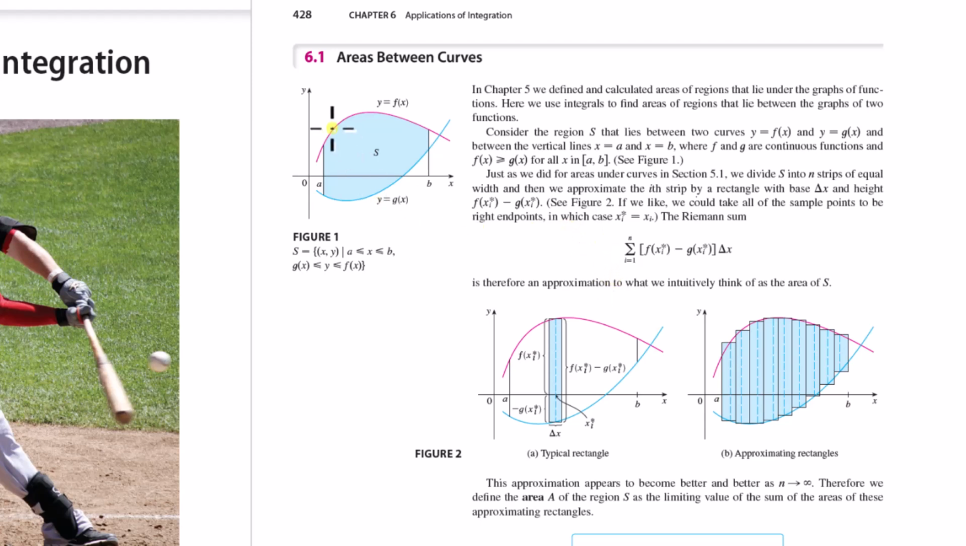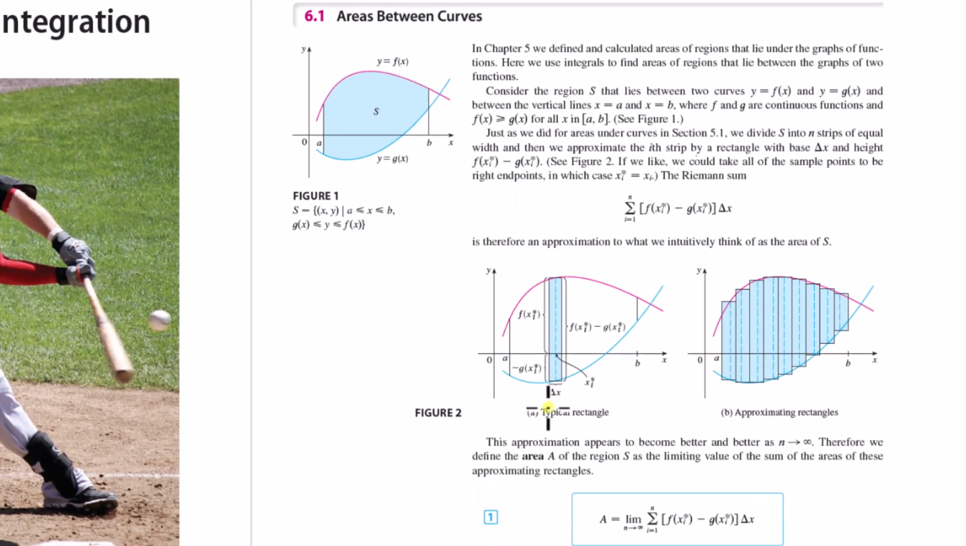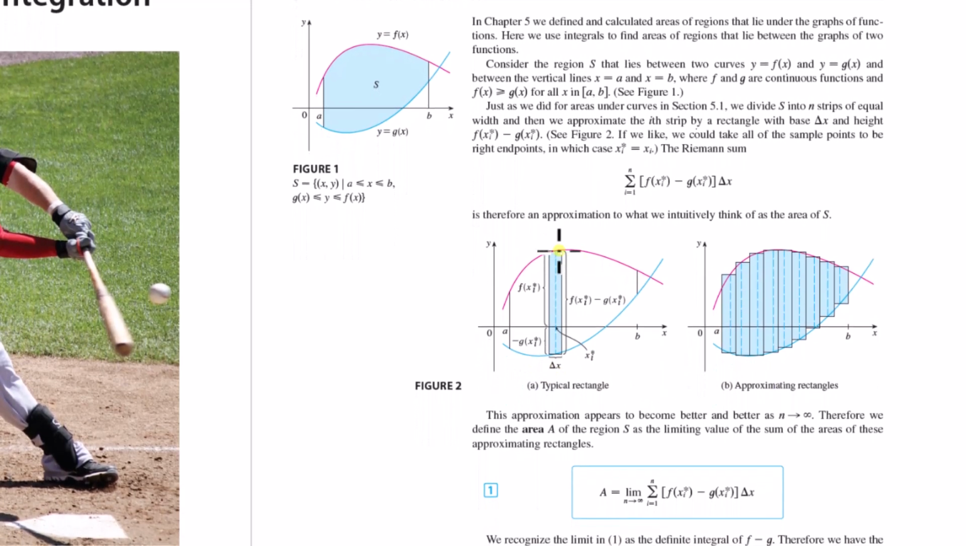You have the delta x, which we can see is going to be b minus a divided by n in this case, and then it's going to be f of xi star minus g of xi star. So there's the Riemann sum, right? And so they give a sense of the Riemann sum here. Here's a typical rectangle. Here's f of xi star minus g of xi star.